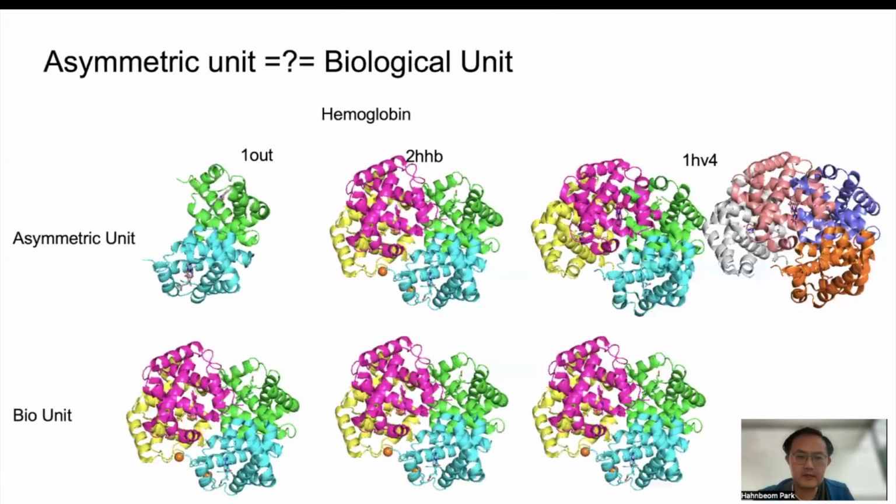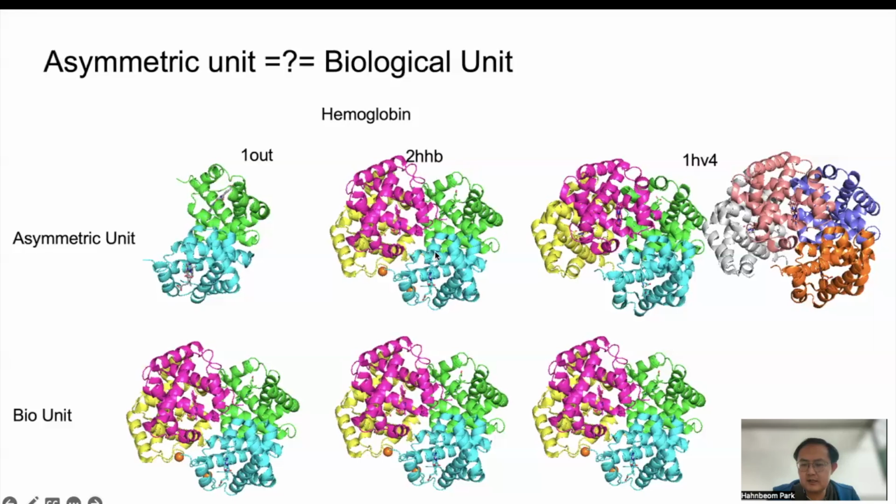To help you understand better, there are many cases when asymmetric units don't match the biological unit. For hemoglobin, people determined their structures in many different ways. Some of them were determined containing only 2 chains, some with 4, and some with 8 chains. So in this case, for this PDB, the asymmetric unit is made of 2 units.